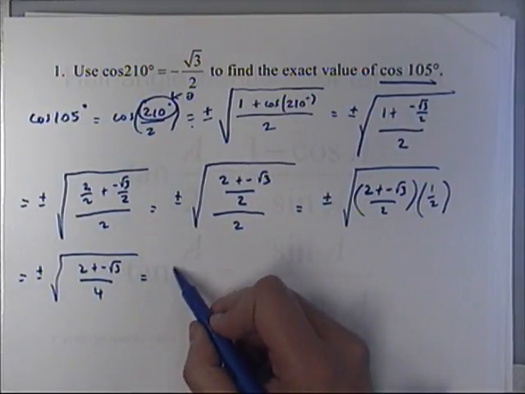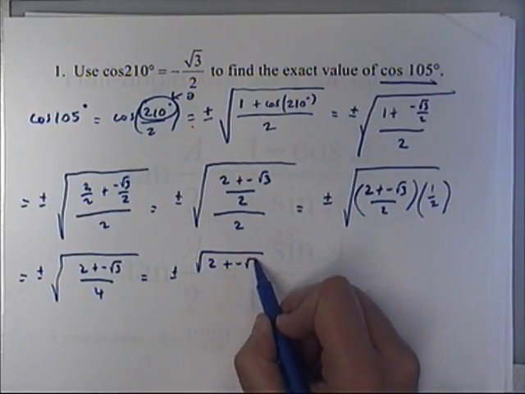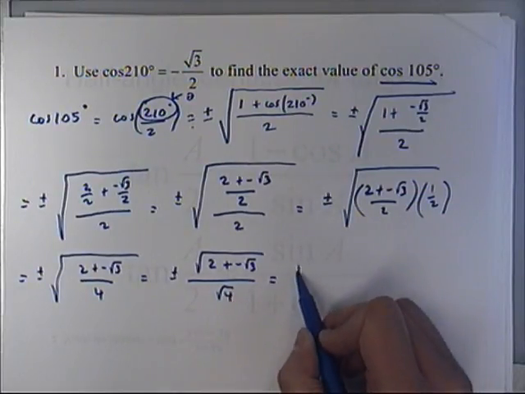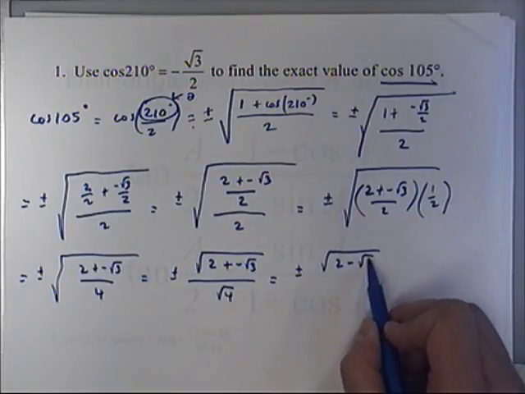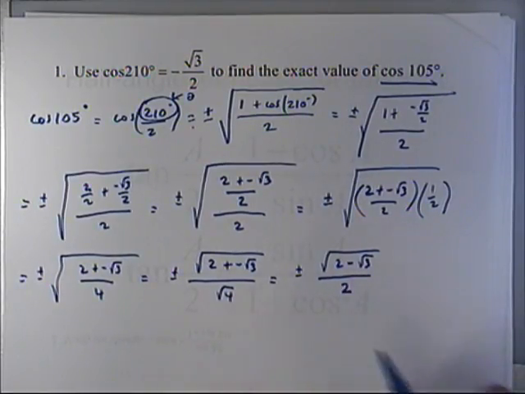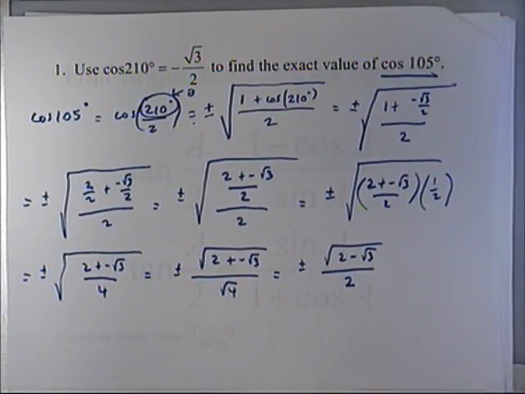And now what I can do is separate this into two separate radicals. I have the top of the fraction as a square root and the bottom of the fraction as a square root, which gives me the top just as it is. I'll just write it as minus root 3 instead of plus or negative. And then the square root of 4 is 2. Now the only thing that we have to decide is, is it positive of this fraction, or is it negative of that fraction?